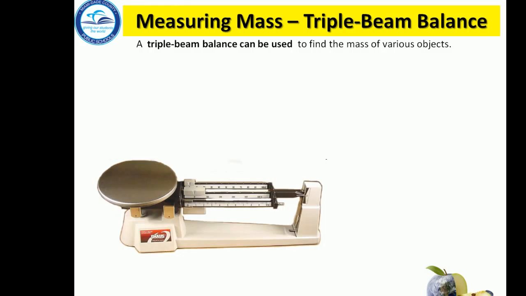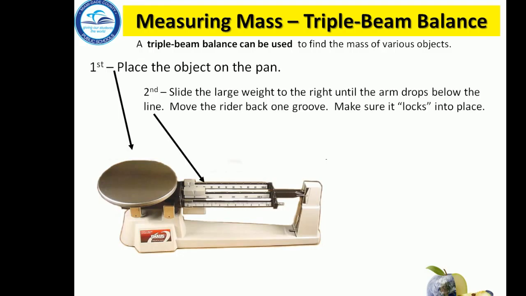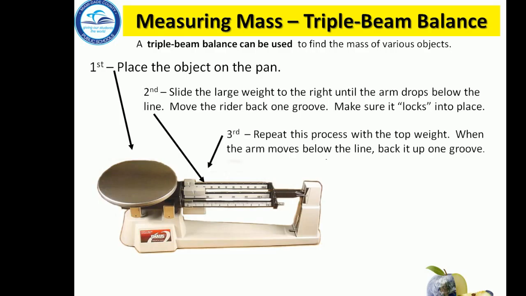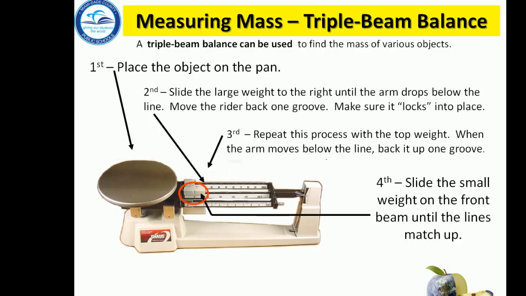Now let's take a look at measuring mass on a triple beam balance. First thing you do is put the object up on the pan, and then you're going to slide the weights there in the middle until it locks into place and it begins to balance. Then you keep going with the other weight, and finally you start with the small weight on the inside and move it until the beam and the balance lines up exactly.